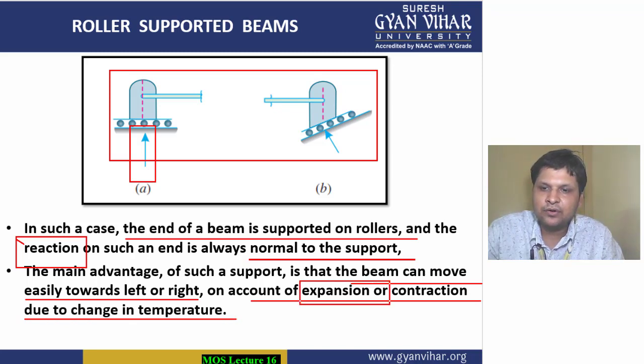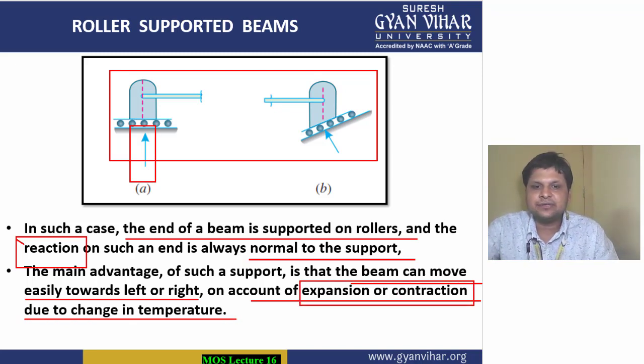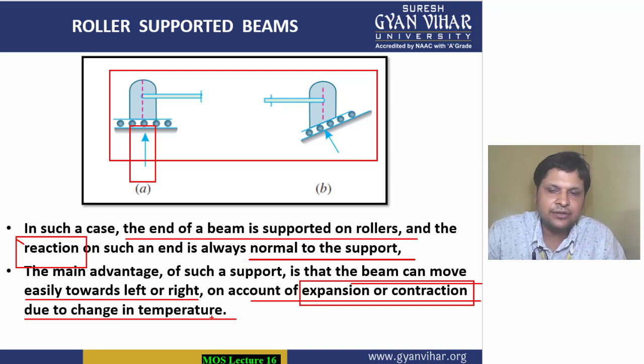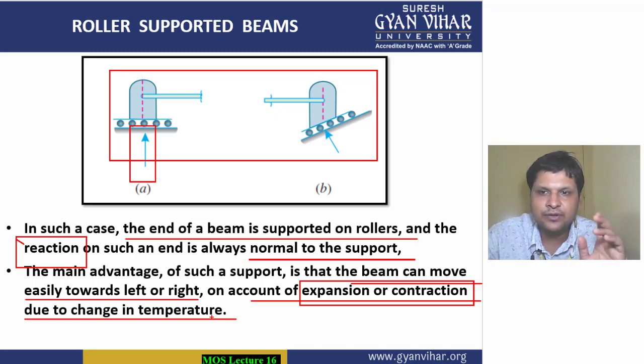This particular roller support assists in such a way that it can move to the left or the right when there is any expansion or contraction. And the reaction that is developed on such types of supports is the vertical reaction, normal to the support, always normal to the support.